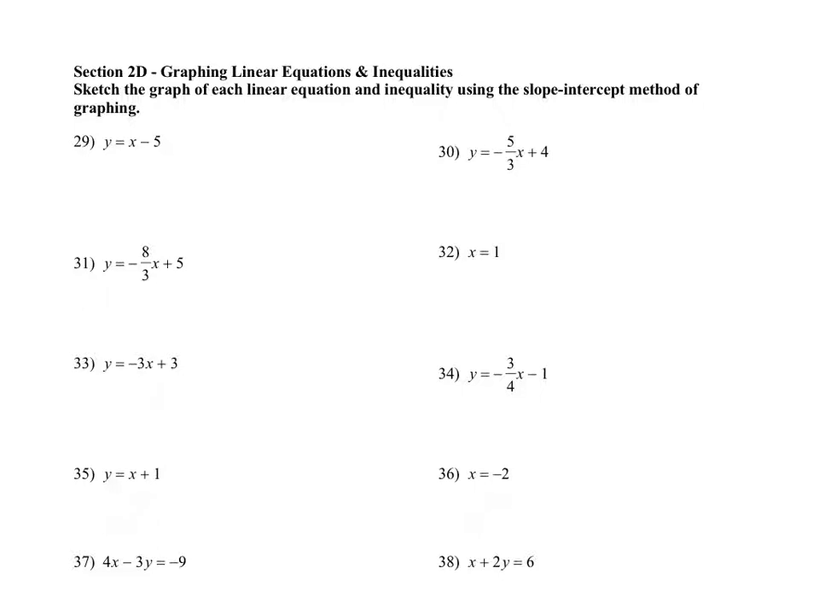Section 2D, graphing linear equations and inequalities. Two things we're going to look at. We have to use the slope-intercept method of graphing. Unlike before where we used a table, here we're going to graph in something that's considered a much faster method. So we're going to start with number 31.